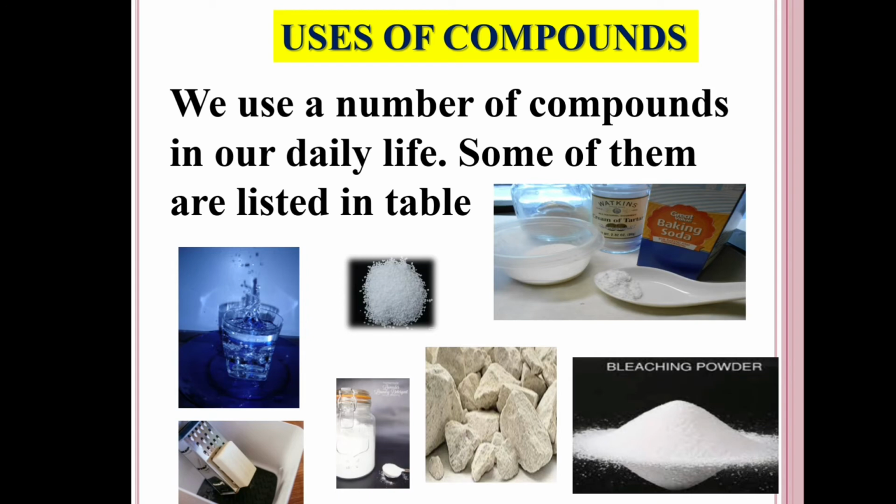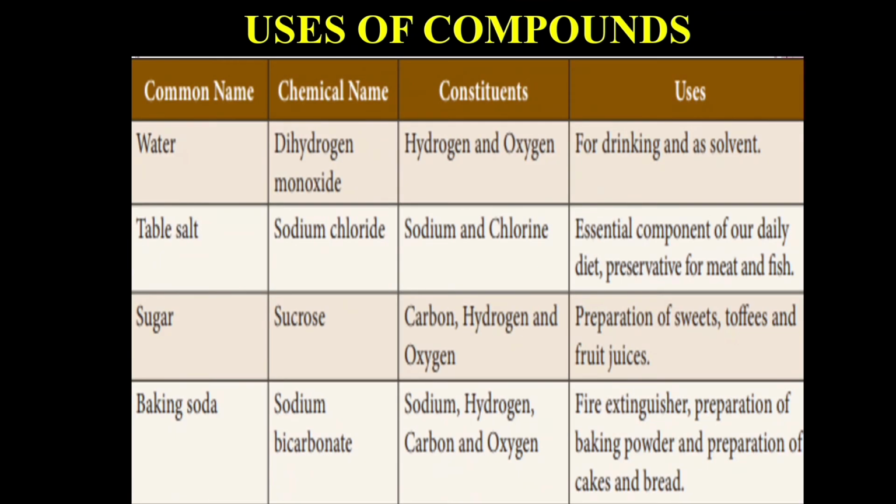Uses of compounds. We use a number of compounds in our daily life. Some of them are listed in the table. Water: the chemical name of water is dihydrogen monoxide. Constituents are hydrogen and oxygen. Water is used for drinking and as a solvent.